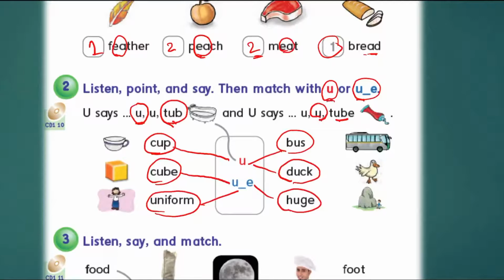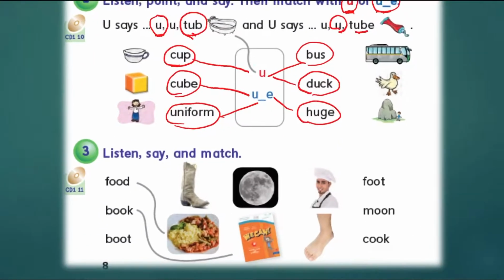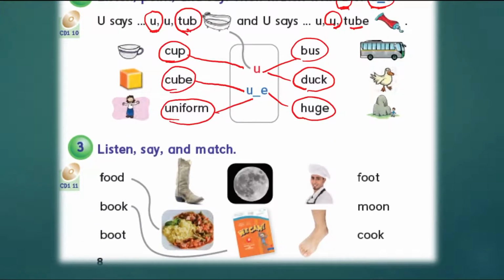Remember, the letter U has two pronunciations, A and U. If we pronounce it like A, this is going to be a short vowel, and if we pronounce it like U, this is going to be a long vowel, okay? Let's move to number 3. Listen, say, and match.